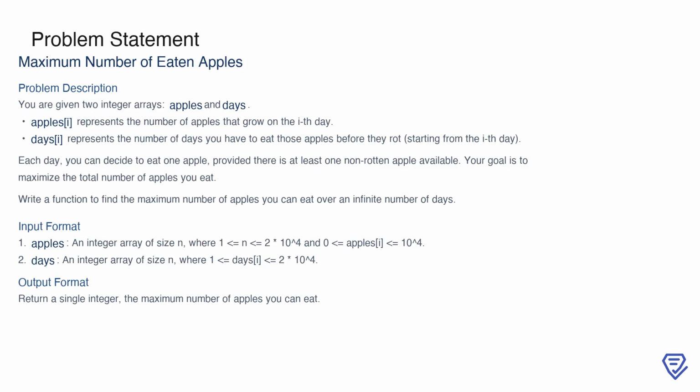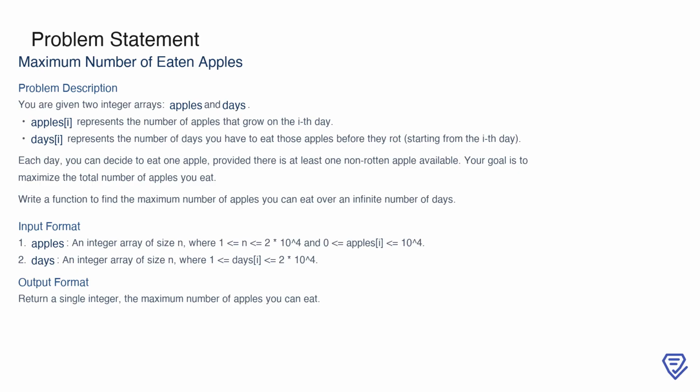In this problem, we are tasked with maximizing the number of apples we can eat under certain conditions. We are given two arrays, apples and days. The apples array tells us how many apples grow on each day, while the days array specifies how many days those apples will last before they rot. For example, if apples[i] is 3 and days[i] is 2, it means 3 apples grow on the ith day, and they will spoil after 2 days, starting from that day.